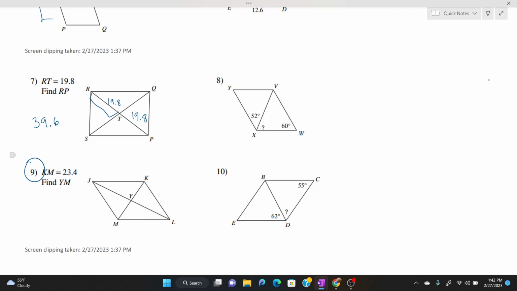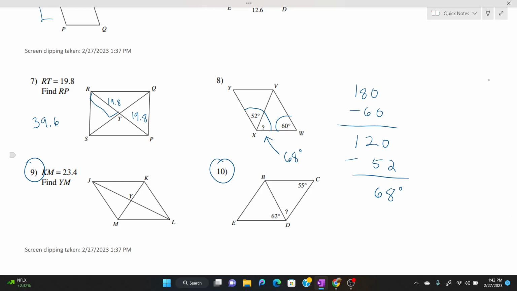Okay, here I have a parallelogram. Remember, these two angles will add up to 180. So since I have a portion of this angle, I can figure out this one by doing 180 minus 60 minus 52. So 180 minus 60 is going to give me 120. And then if I subtract 52, that's going to give me 68 degrees. So that angle will be 68 degrees. That'll be very similar for number 10. I'm going to let you do number 10.